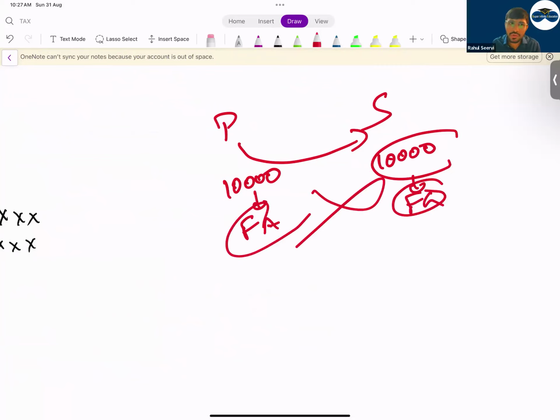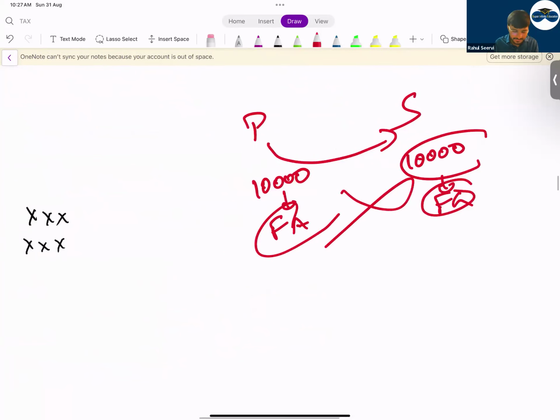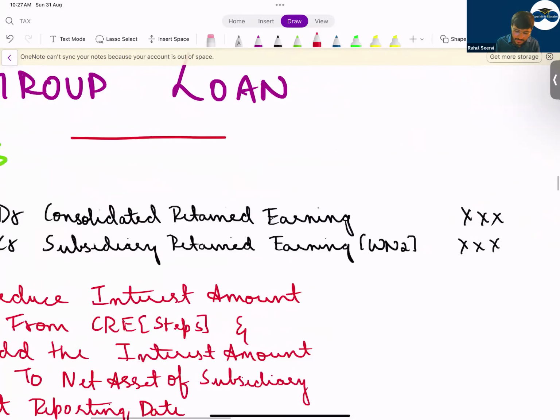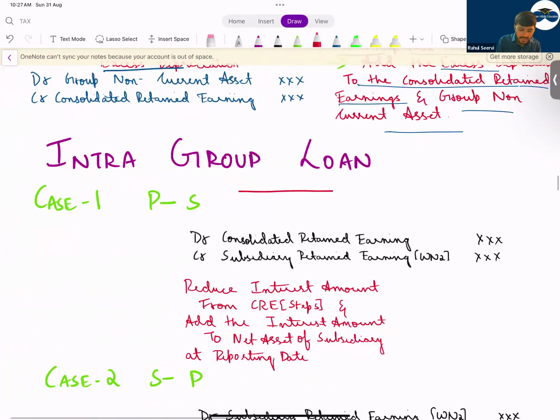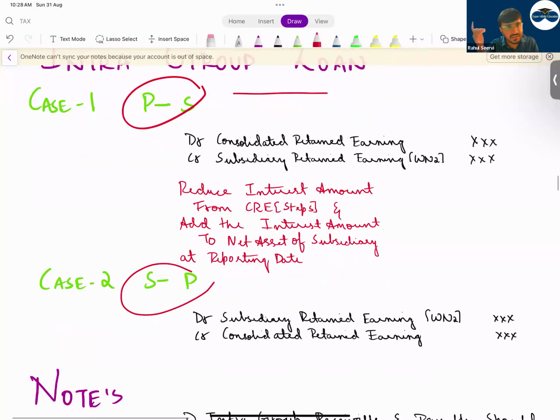So intra-group items you have to eliminate, remove it. Even if you do not remove it, your balance sheet will tally, but this is wrong. You have to remove it. So intra-group items should be eliminated. What I mentioned here, case 1 and case 2, is regarding the interest cost. If they mention it in the question, what should we do?